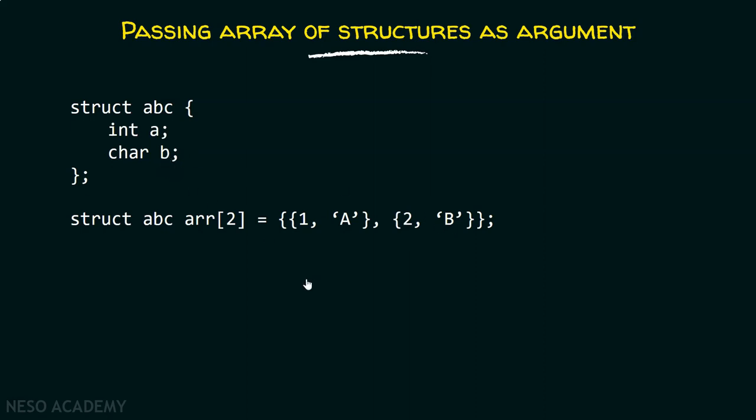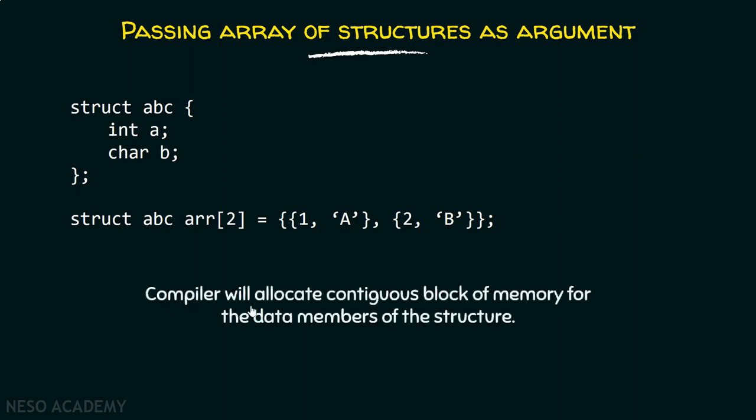Now here is one important point I would like to emphasize. The compiler will allocate a contiguous block of memory for the data members of the structure. It should be well noted that the compiler will allocate a contiguous block of memory. It is not the case that it allocates memory anywhere it wants. If you have any confusion regarding how the compiler will allocate memory for struct ABC, you should watch our lectures on C programming. There everything will be clear.